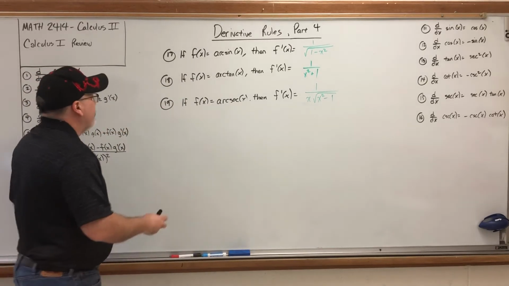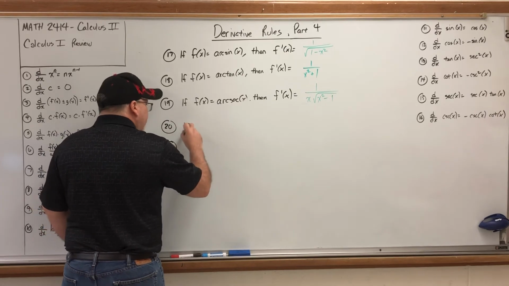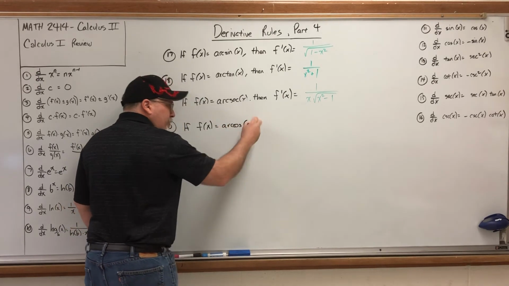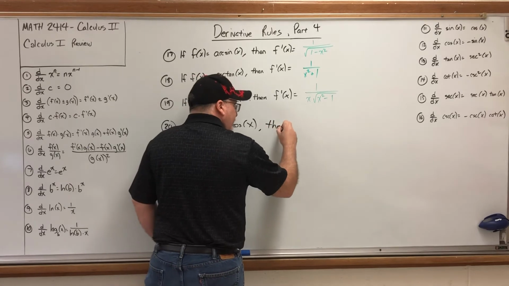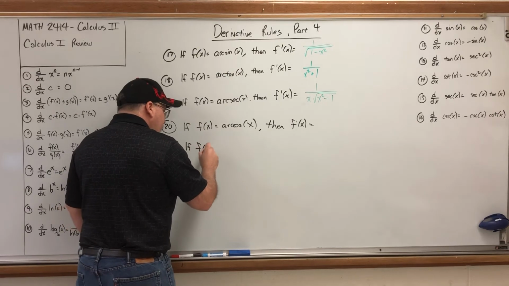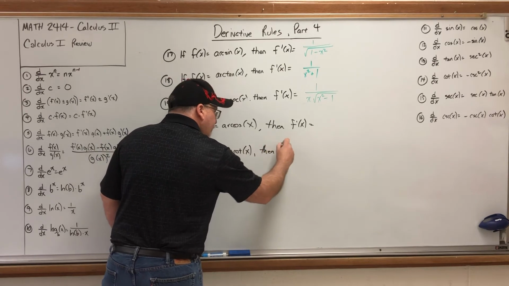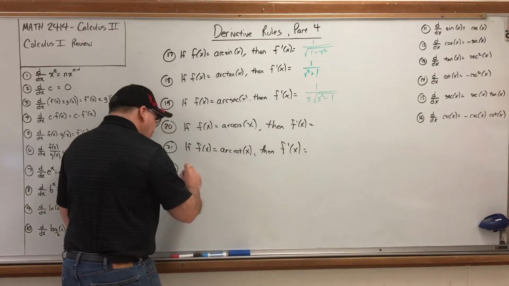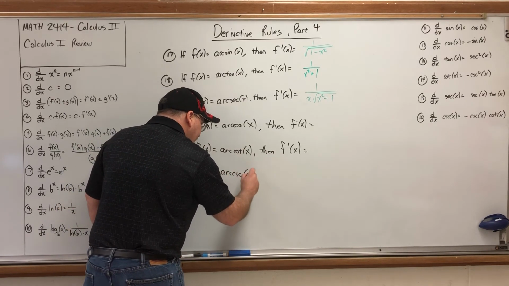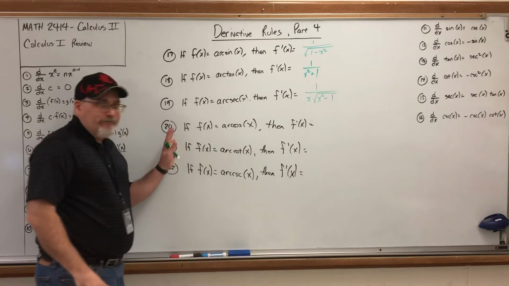So what about the others? 20, 21, and 22. If f of x equals arc cosine of x. I always only put one c there. Then the derivative of f of x is equal to. Number 21, if f of x equals arc cotangent of x. Then the derivative of f of x is equal to. And number 22, if f of x equals arc cosecant of x, then the derivative of f of x is equal to. These are easy.